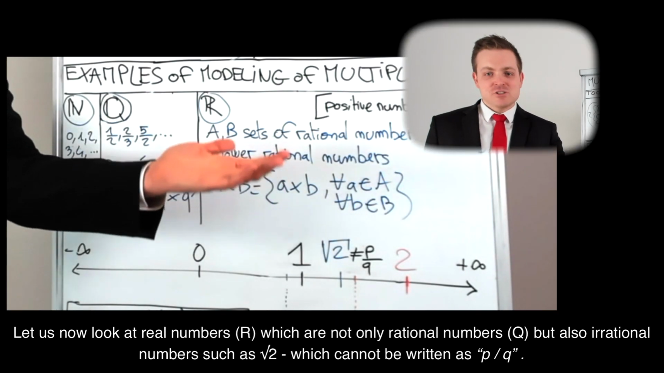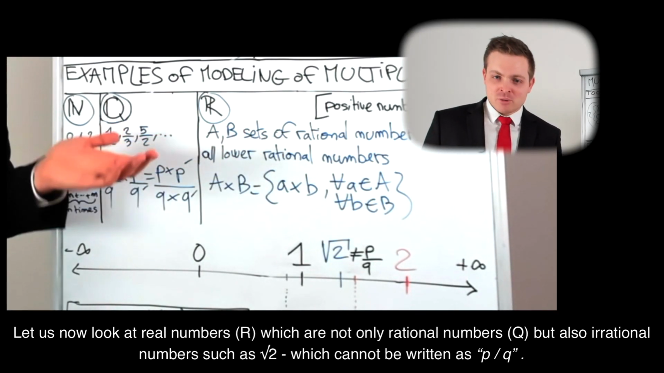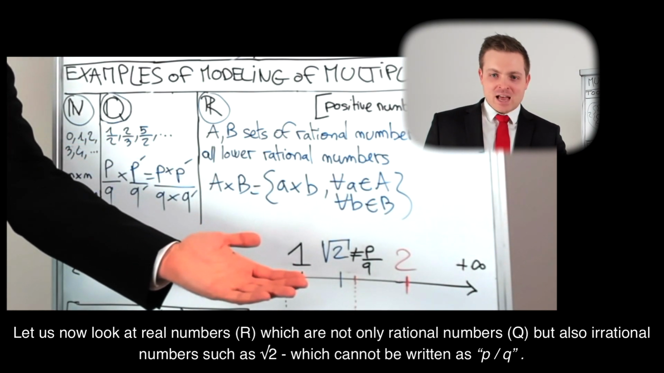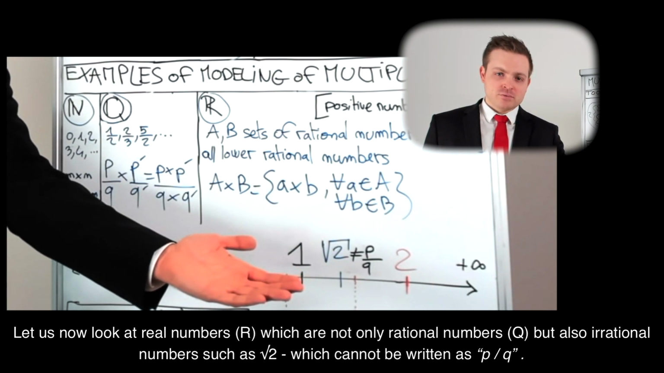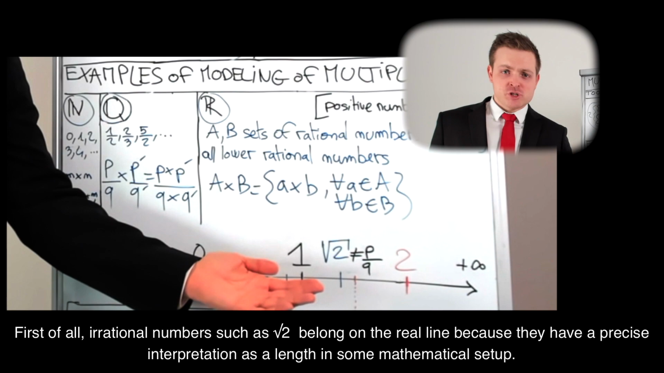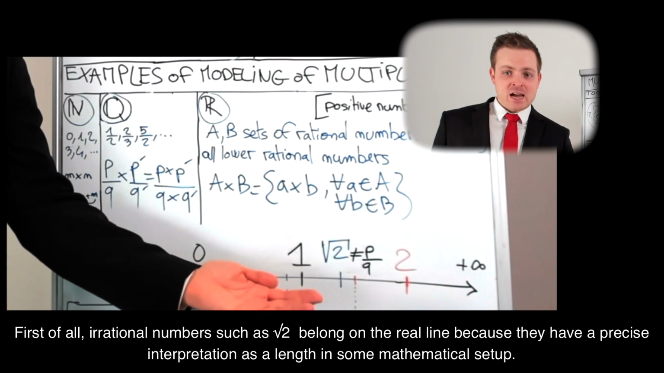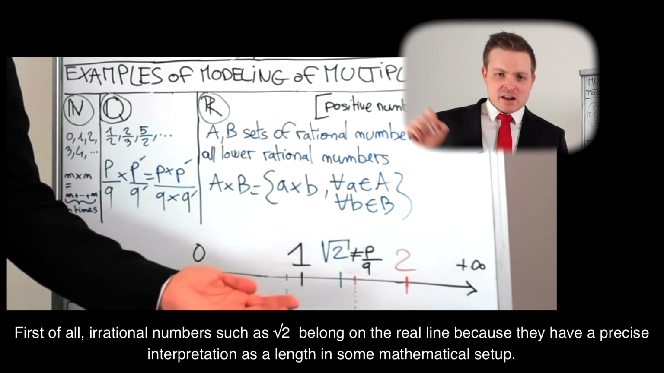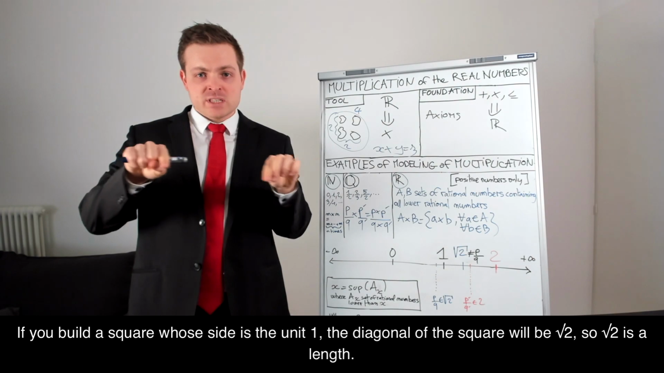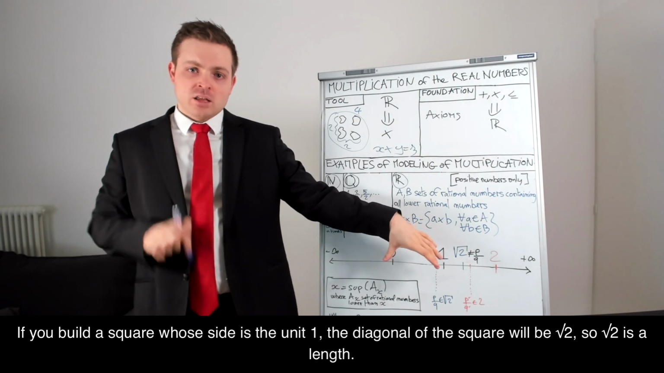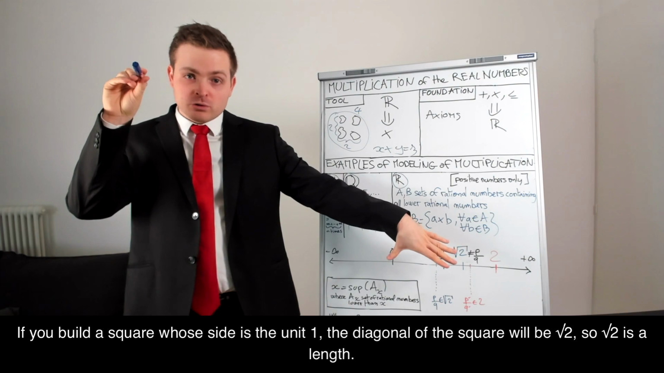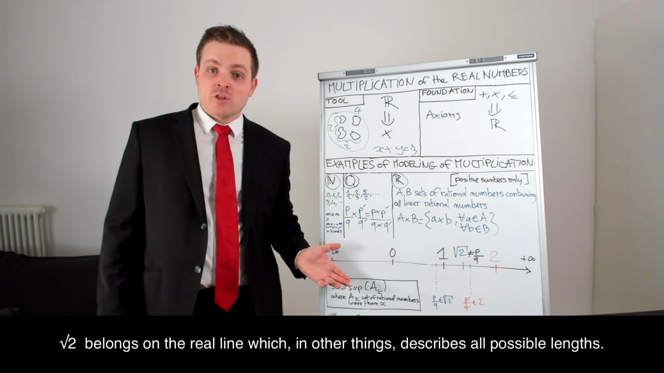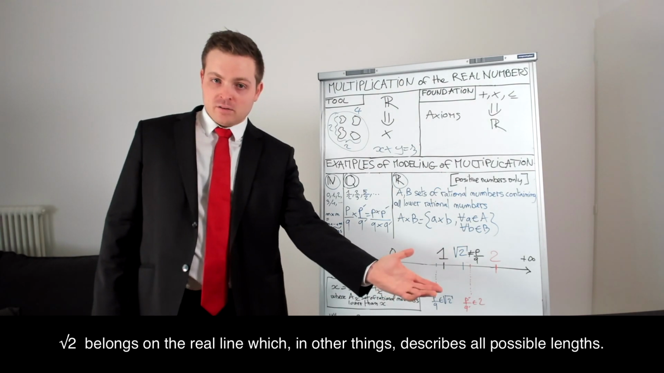Let us now look at real numbers, which are not only rational numbers, but also irrational numbers such as the square root of 2, which cannot be written as integer p over an integer q. First of all, irrational numbers such as the square root of 2 belong on the real line because they have a precise interpretation as a length in some mathematical setup. If you build a square whose side is the unit, the diagonal of the square will be the square root of 2. So it is a length. Square root of 2 belongs on the real line, which among other things describes all possible lengths.